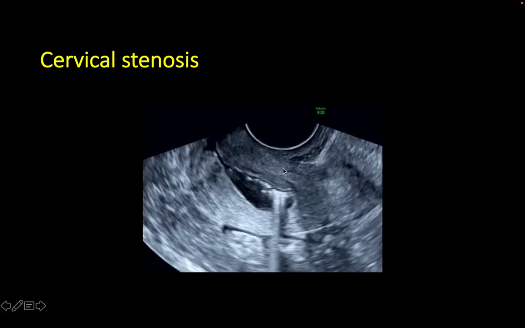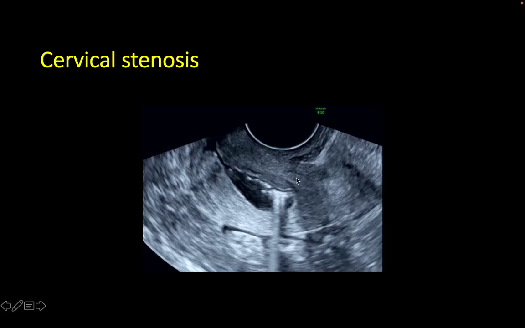Next, another case. This was an interesting case of a lady who complained of irregular, brownish discharge per vaginum, and she was quite fed up of this problem because she'd undergone multiple scans. The endometrial cavity had been assessed. They'd not seen any endometrial polyp. They'd had a good look at the uterus, but they'd not been able to pinpoint why she continued to have this irregular spotting.